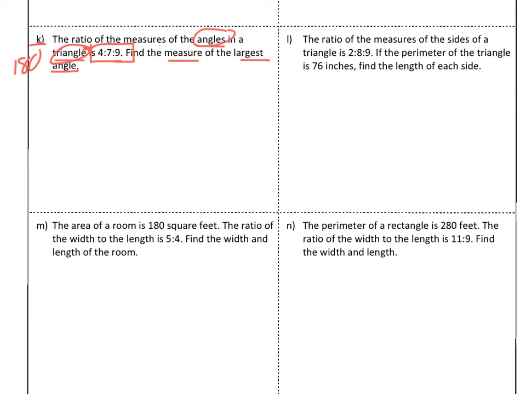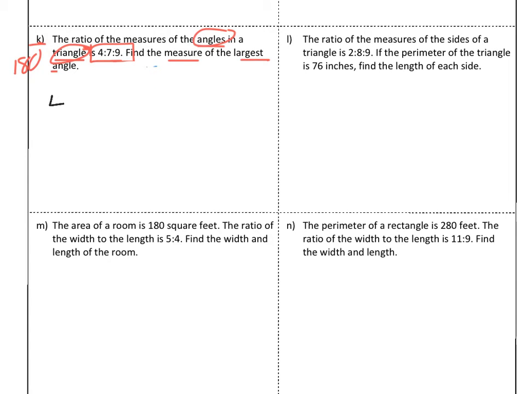But remember, there's some multiple of 4, some multiple of 7, and some multiple of 9. So maybe it's like 8, 14, and 18 if I just doubled them. Well, once again, I can check to see, are these three going to add up to equal 180? Because they're supposed to represent measures of a triangle. They don't. So I'm going to have to solve this one like I did for the last problem.